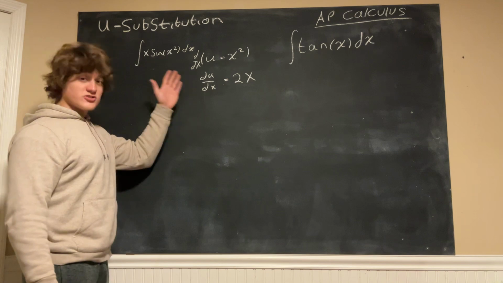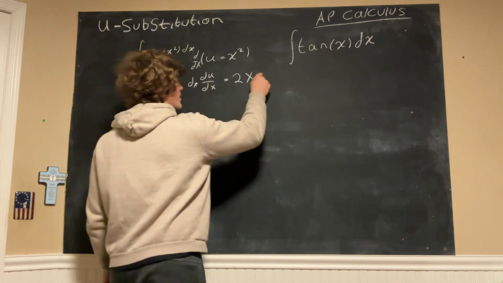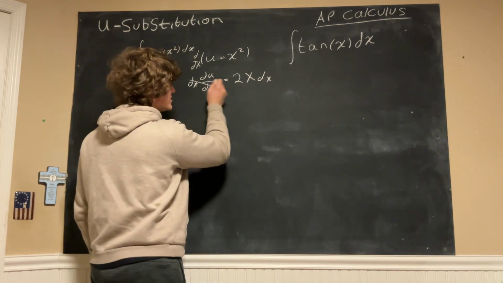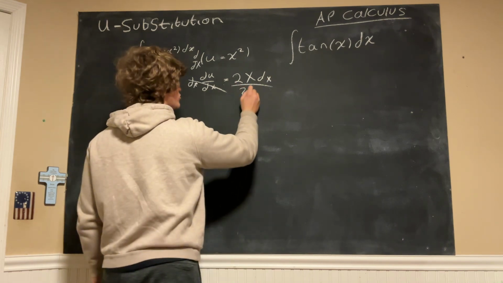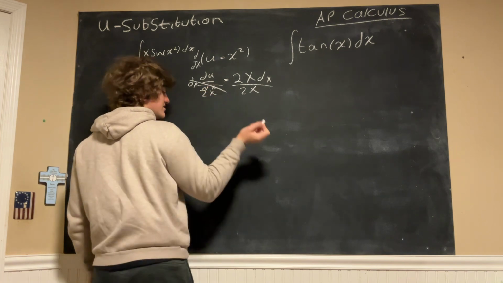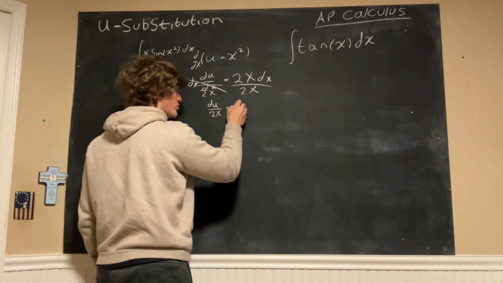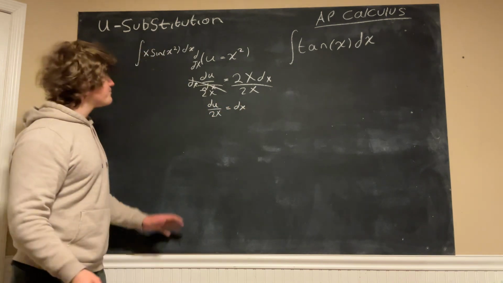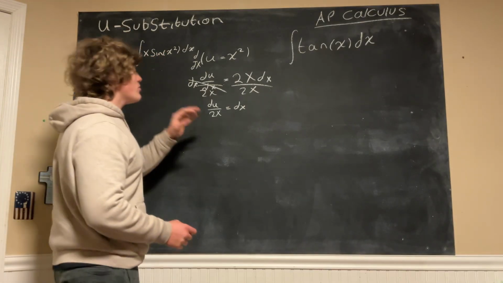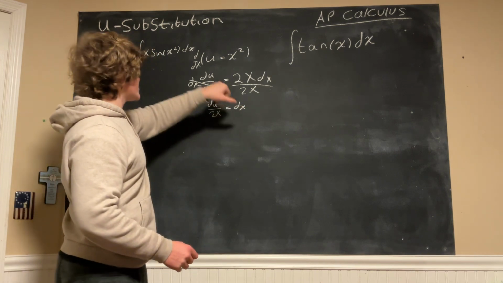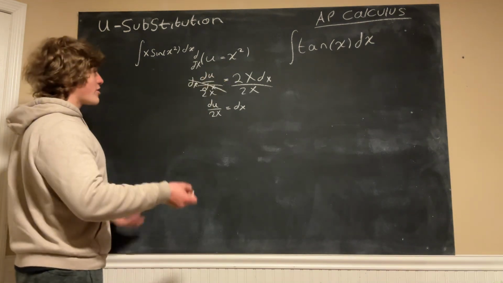Now, this is a first order derivative, so it can be treated as a fraction. So let's multiply the dx on both sides, and we get that du is equal to 2x times dx. So let's divide this side by 2x. And this gives us a statement that du over 2x is equal to dx. So now, as you can see, we have an x on the outside and x squared on the inside. So we will be plugging in du over 2x for our dx, and for x squared, we will just be plugging in u.